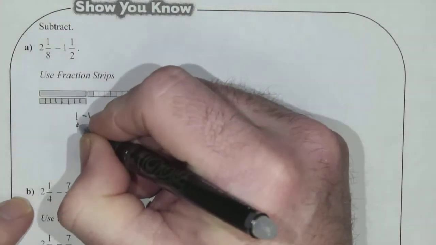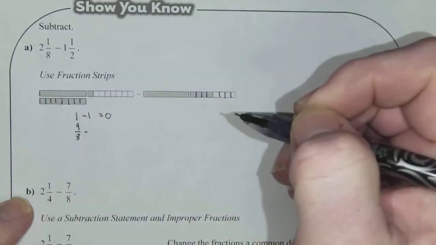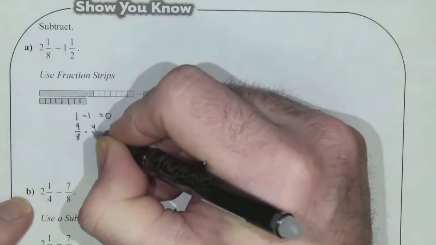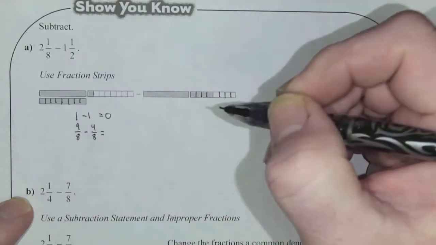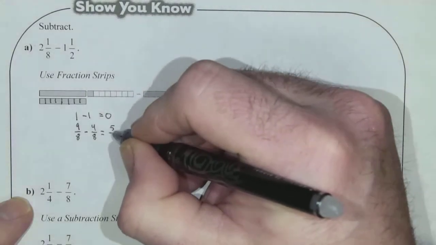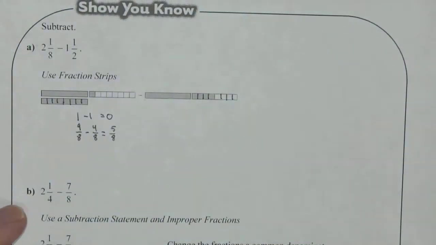And then we've got 9/8 minus 4/8, which we know to be 5/8. So in actual fact, that's our answer. It's just 5/8. And that is lowest terms as well. So that one was fairly easy to deal with. You just have to recognize where to break things down into your lowest common denominator.